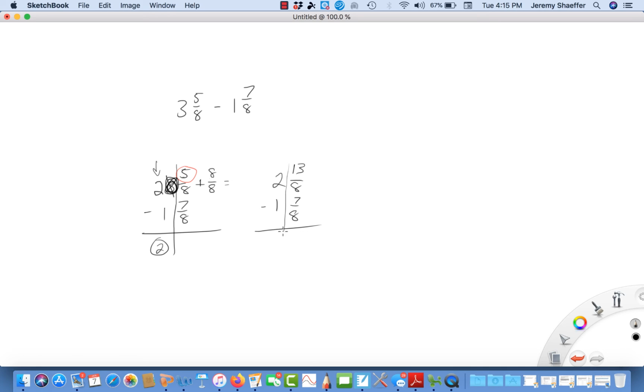Now we can do the problem. 2 minus 1 is 1. 13 minus 7. What is 13 minus 7? Well, it's 6, right? 6/8. Well, here's the deal. We can reduce 6/8. We can say it's 3/4. In other words, we divided each of those by 2, and we got 3 and 4. So our answer is 1 and 3/4. Pretty easy when you do it that way, I think. So let's do one more.